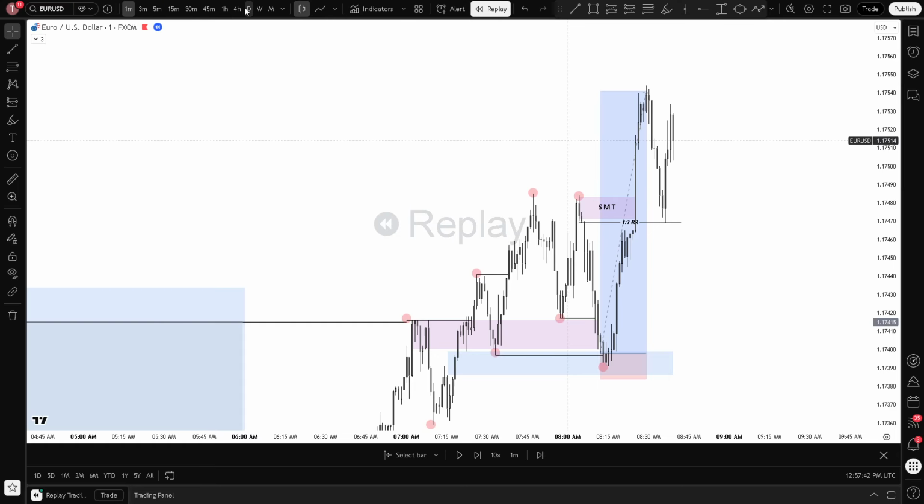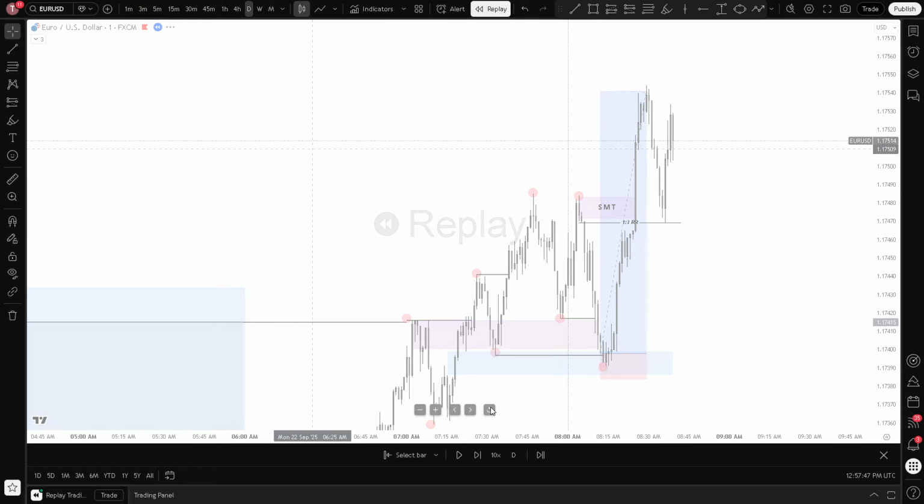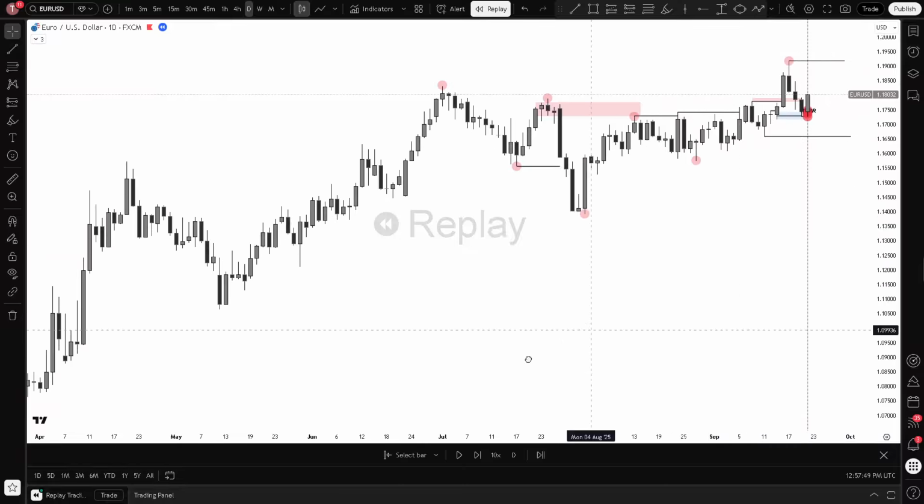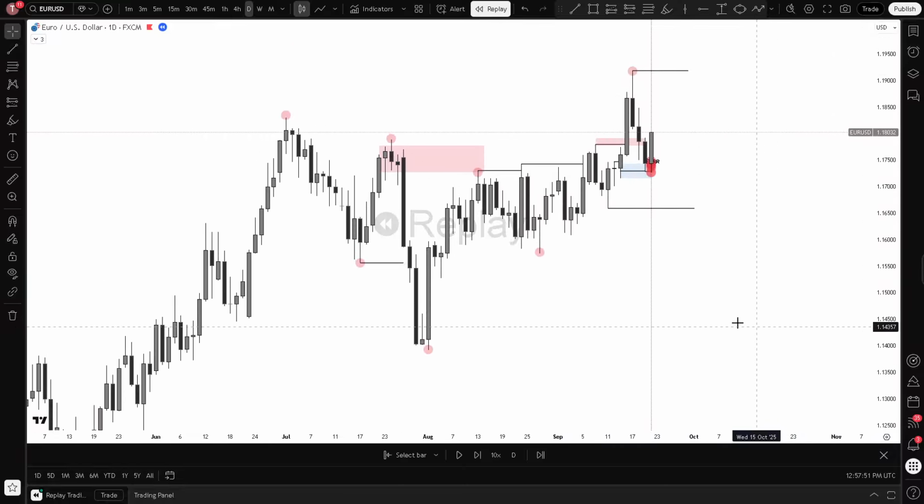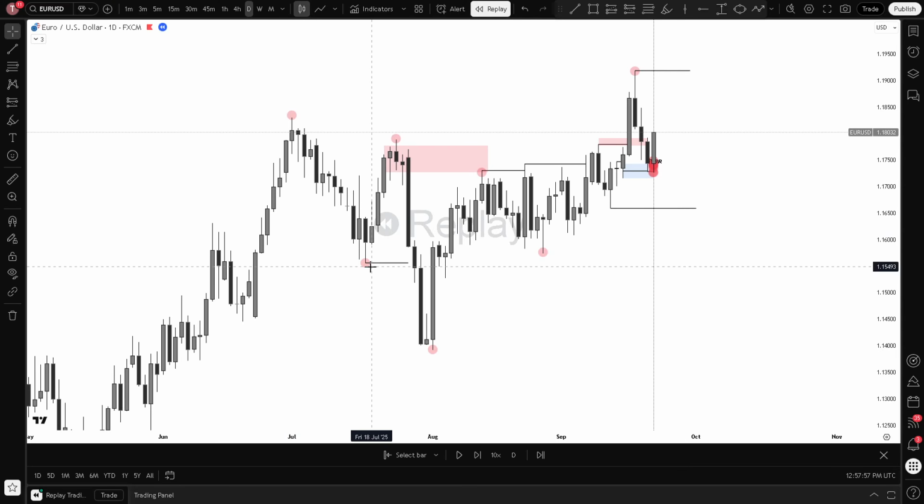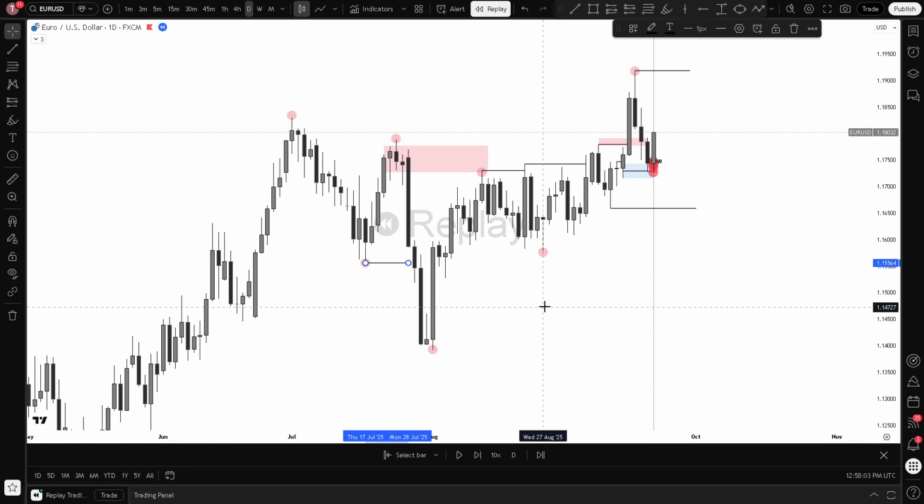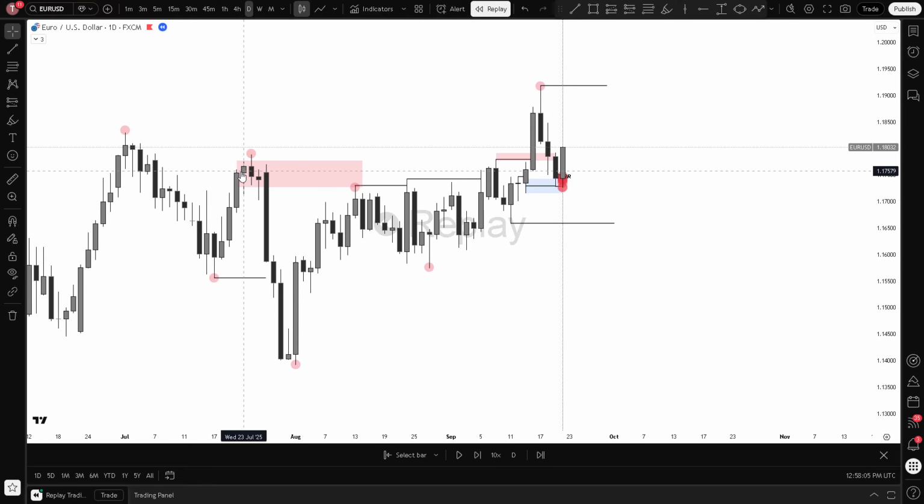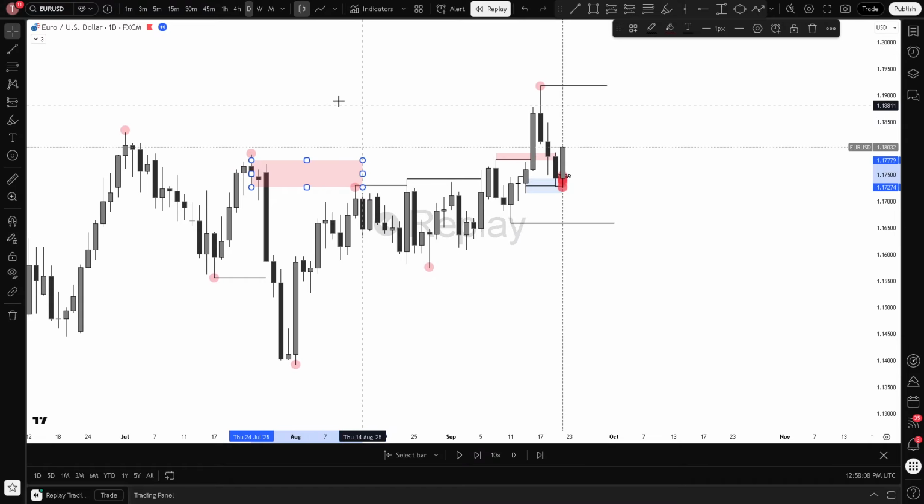Anyways, let's get down to business. So we're gonna start from the daily, like always. From the daily, as you guys can see, we have this high that led to this low. Now we have a low, and then we have this low that led to this high, and then this high led to this overall low, giving us a break over here. Which means we have a supply zone.